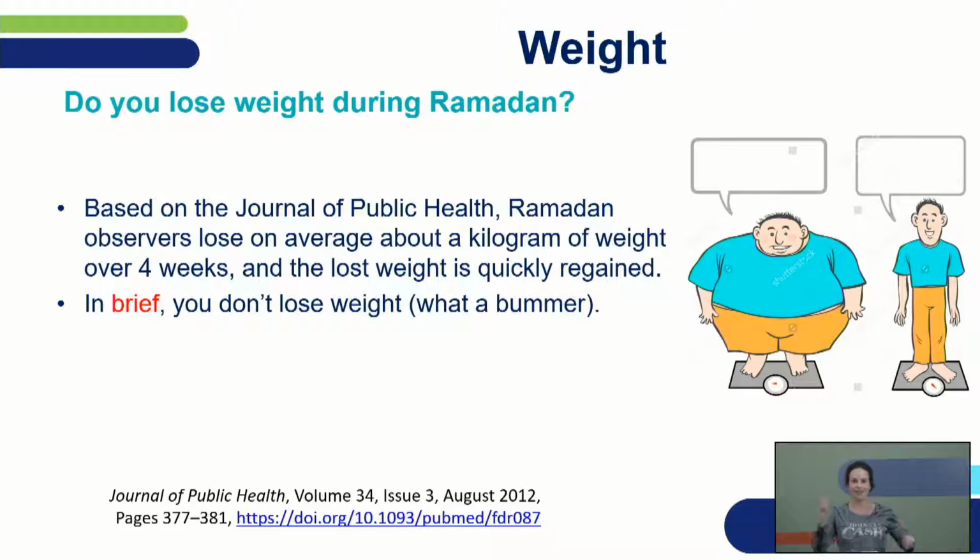So weight. Let's talk about weight. Very important, especially for women, right? You're thinking, if you're going to be fasting for 30 days, you gotta lose some weight, right? Well, studies show, not necessarily. Based on the Journal of Public Health, Ramadan observers lose on average about 1 kilogram of weight over the 4 weeks or the 30 days, and the lost weight is quickly regained. In brief, or in short, you don't lose weight. What a bummer.